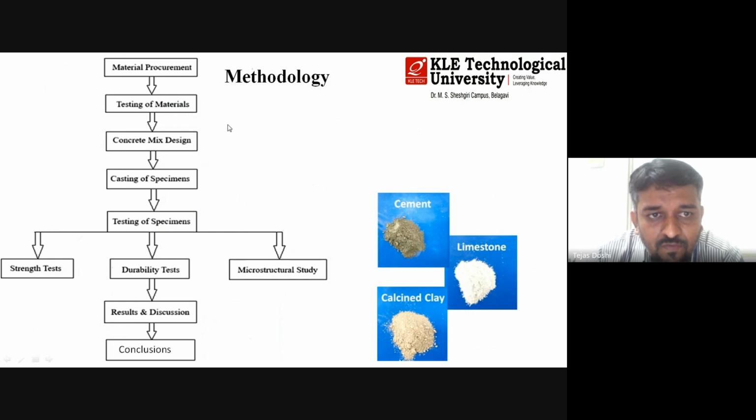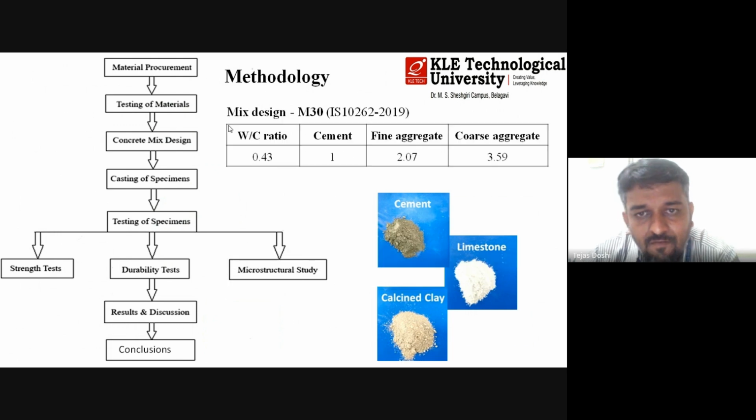Material procurement, testing of the materials, concrete mix design. And when it comes to concrete mix design, the proportion is 1 is to 2.07 is to 3.59 with the water cement ratio of 0.43. The mix design is done for M30 grade of concrete and is carried out as per the codal provisions of IS 10262-2019. After the mix design is done, casting of specimens is taken up, and then testing of specimens, where the tests under strength criteria, durability criteria, and microstructural studies have been done, followed by results and discussion and conclusions.